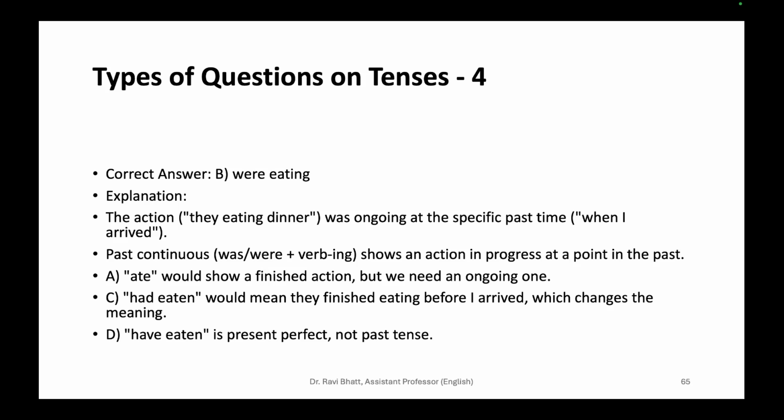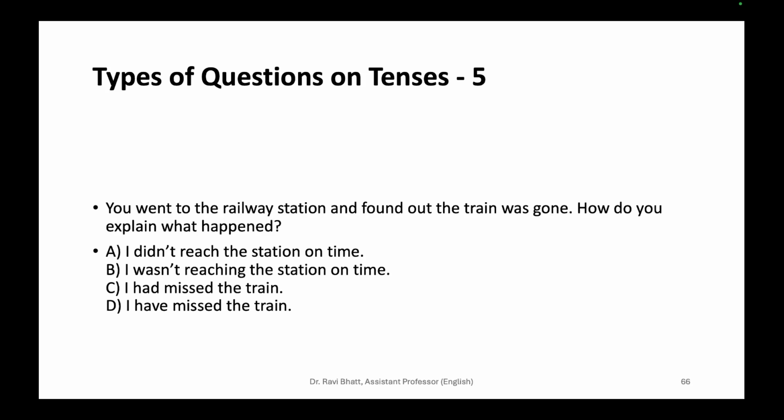Now moving on to the next tense, next question. You went to a railway station and found out the train was gone. How do you explain what happened? Now you reached a railway station and you found out that the train you have to catch is already gone. Now someone asks you to explain the situation. How would you explain what had happened?